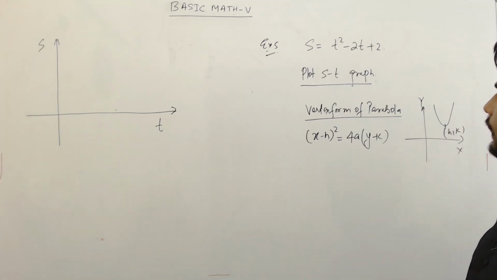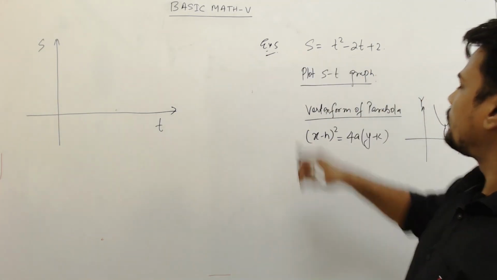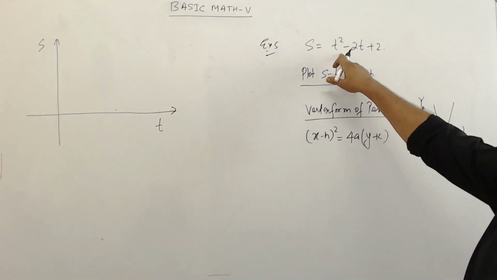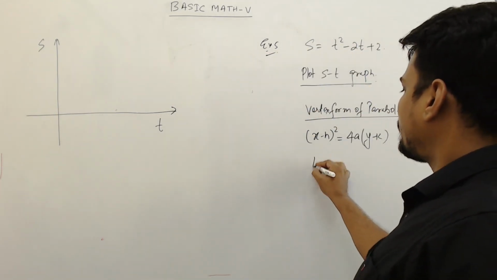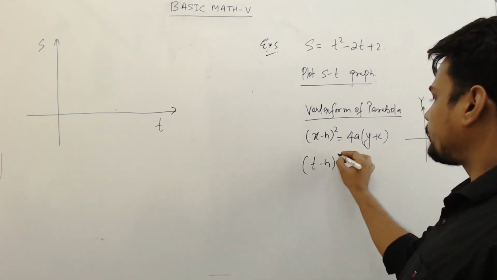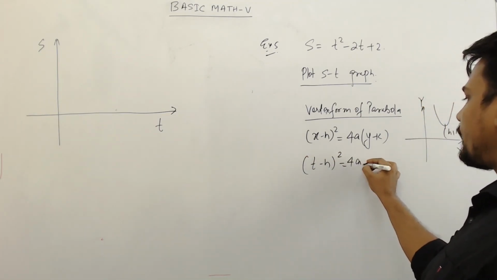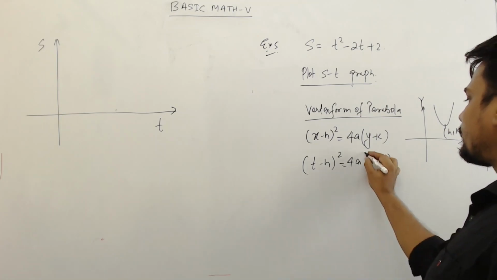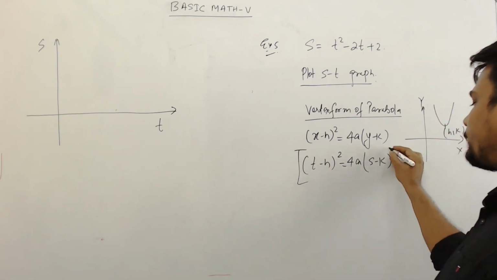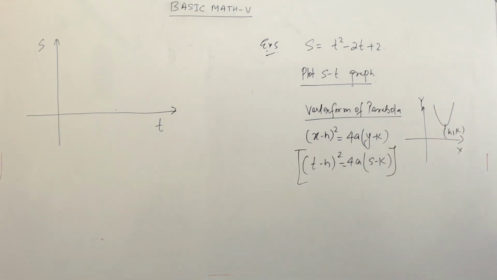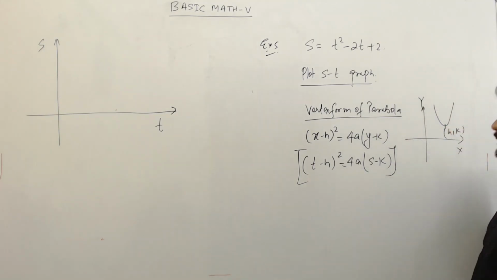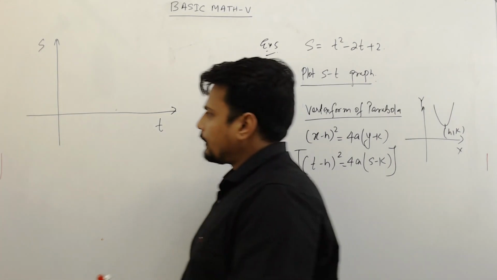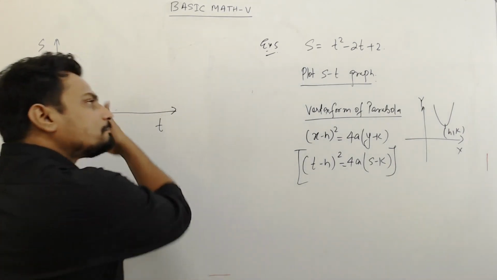Over here, in place of y, what do we have? S. In place of x, what do we have? T. So this parabola graph would probably look like this. How much? T minus h whole square is equal to 4a times s minus k. Well, this should be the standard form that we must achieve. And if you look at this, this is a perfect square. So one more technique I'm going to help you understand: how to make a perfect square.